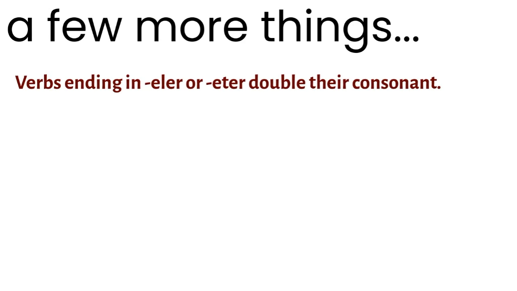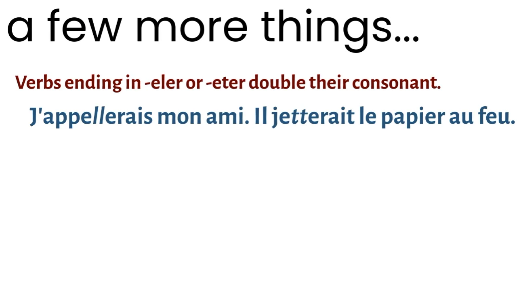Okay, a few more things about forming the conditional. Many verbs that end in -eler or -eter double their consonants, which subtly changes their pronunciation. J'appellerais mon ami, I would call my friend, and il jetterait le papier au feu, he would throw the paper in the fire.